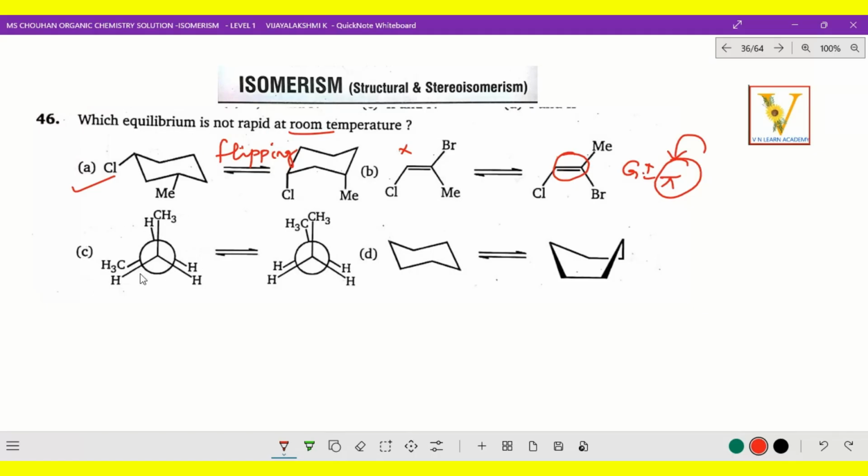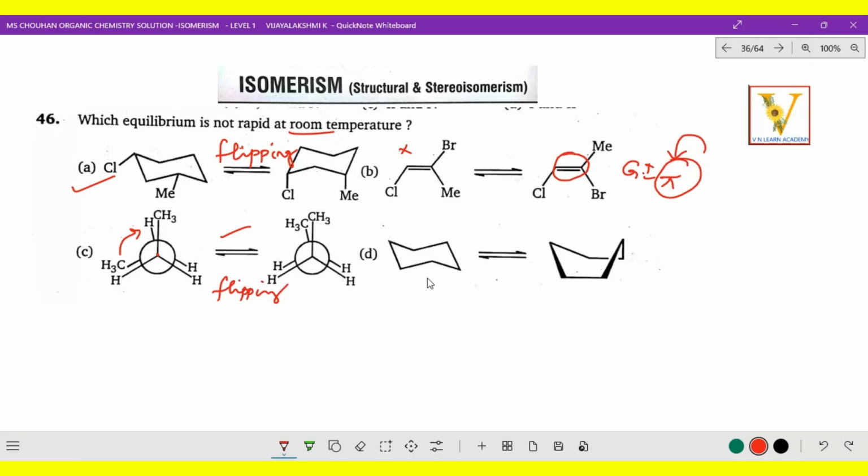And the next one, here CH3 and here CH3. This is a front carbon and this is a back carbon. The front carbon CH3 has HH in a constant position, and the back carbon you are rotating. When you rotate, it is a single bond only, so naturally this will take place. Yes, here also flipping is taking place.